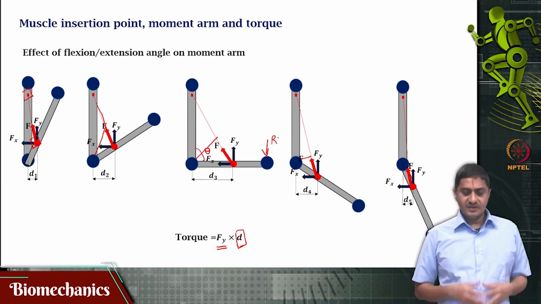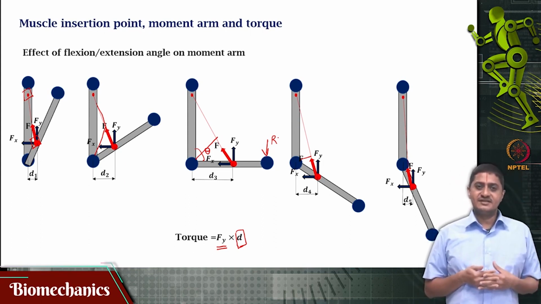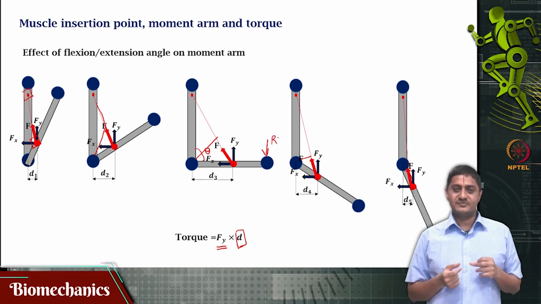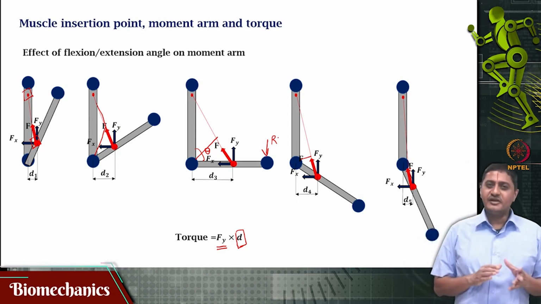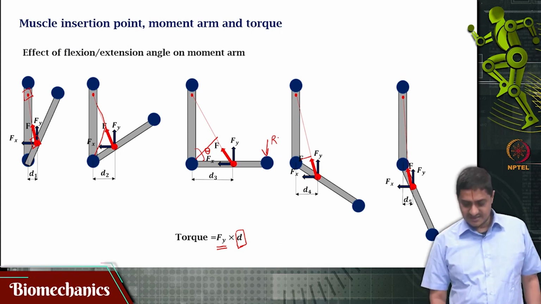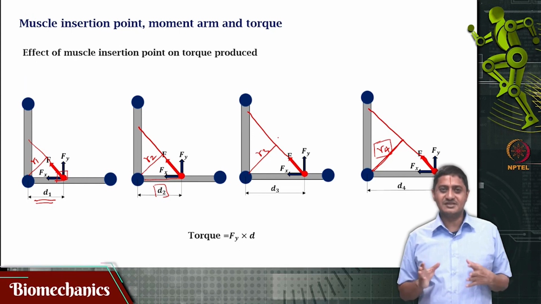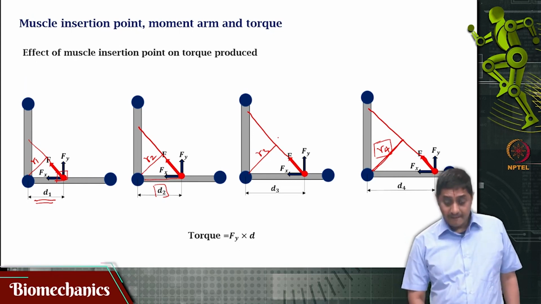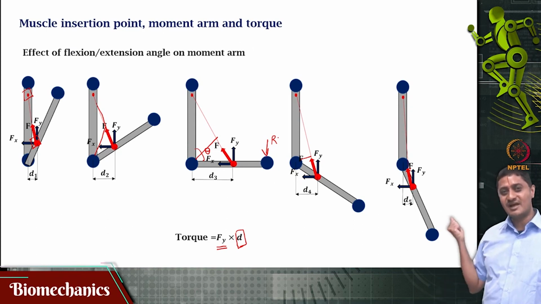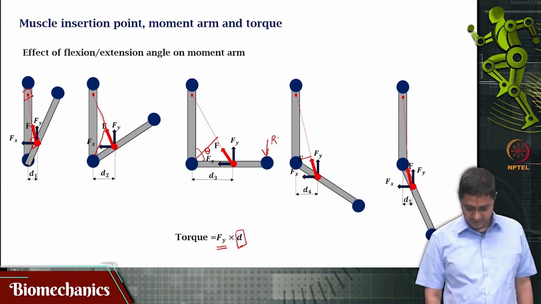So, from this what we realize is that there are two things that control the torque that will be produced by a muscle. One is the point of insertion, the other is the configuration of the joint. Of course, the point of insertion is not changed so easily as I discussed in the previous slide. This is not something that happens really in physiology, but this does happen. The configuration change is something that happens all the time, something to note.